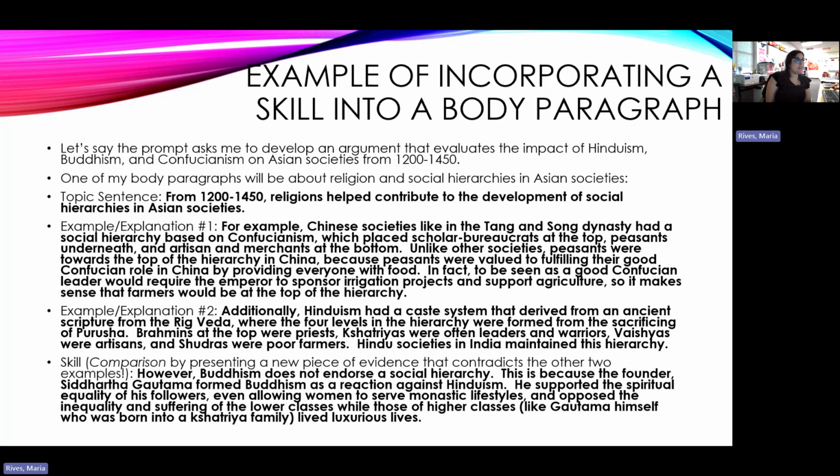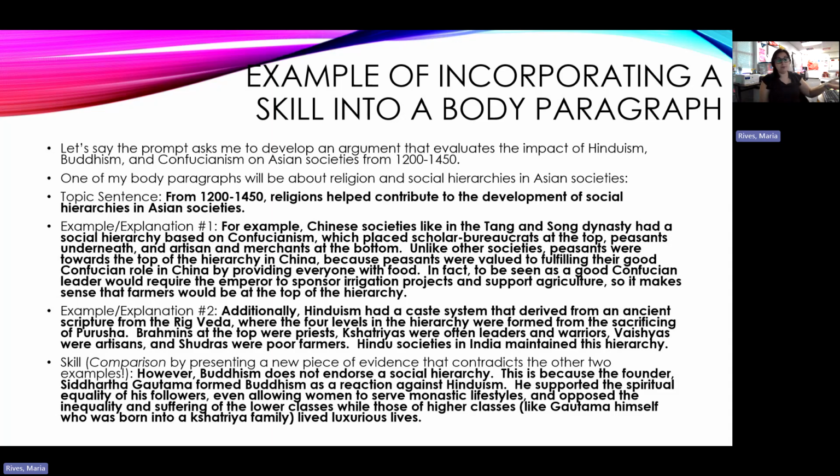However, Buddhism doesn't endorse a social hierarchy. It's different. This is because the founder formed Buddhism as a reaction against Hinduism. He supported the spiritual equality of his followers, even allowing women to serve in monastic lifestyles, and opposed the inequality and suffering of the lower classes, while those of higher classes, like Gautama himself, who's a Kshatriya, lived luxurious lives.